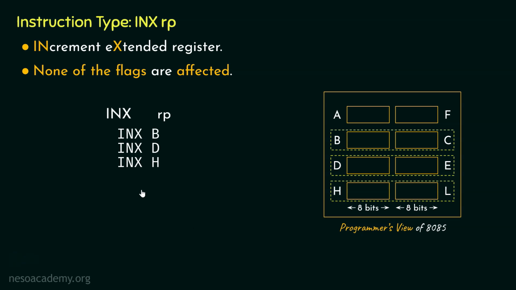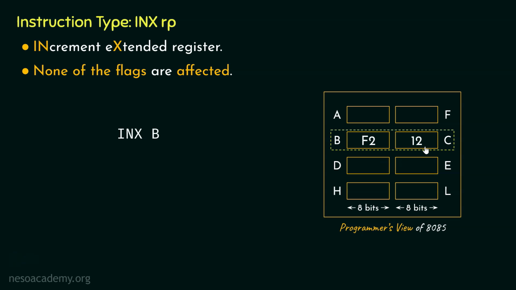Now let me show you how this type of instructions work using the instruction INXB. Say within the register pair BC, we have got the value F2 12. Now if the microprocessor executes this instruction INXB, the value within the BC register pair is going to change to F2 13. Now you might be wondering, we already have an instruction which could perform the same.